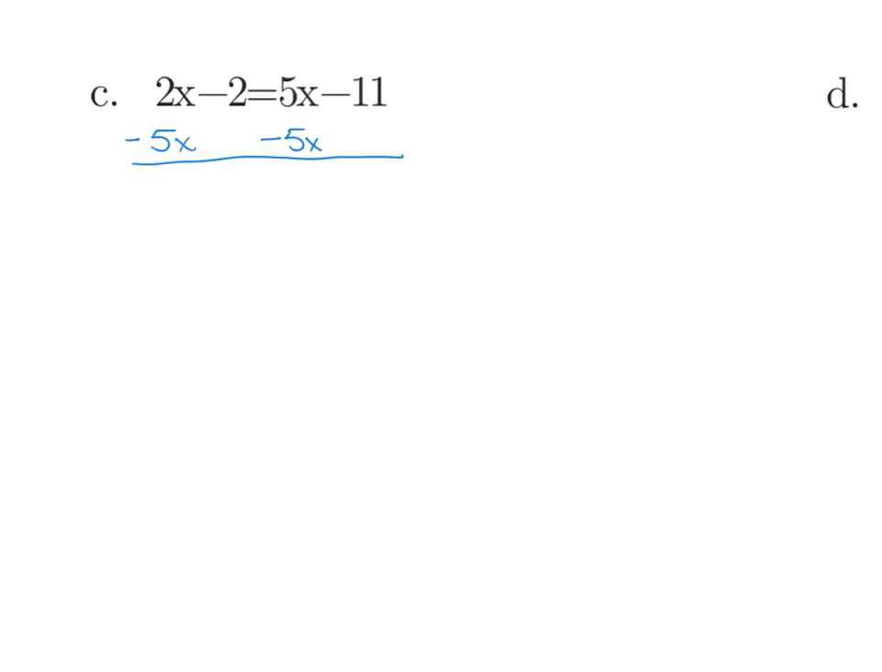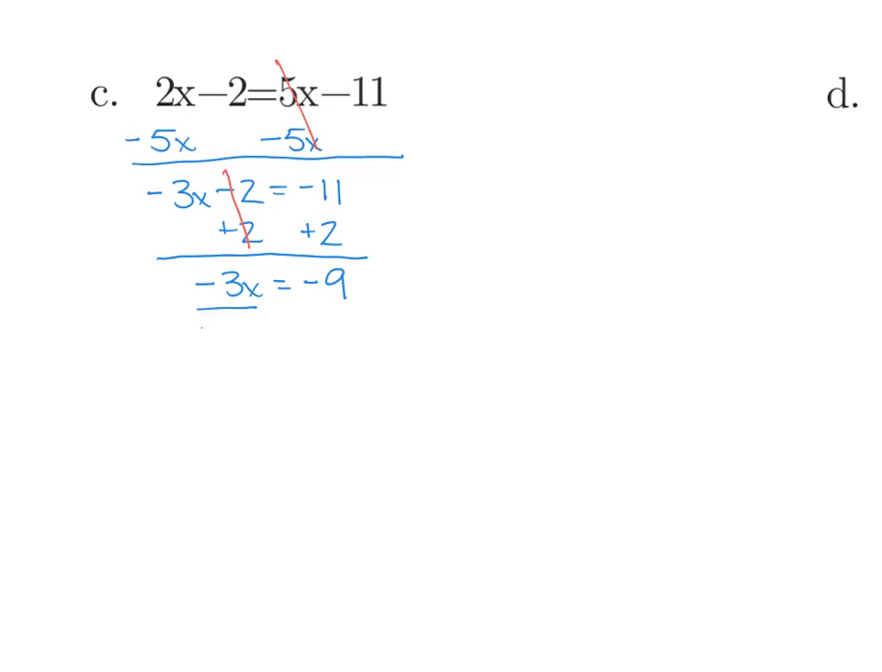If we do this, we end up with 2x minus 5x equals negative 3x. Remember, we're going to subtract, keep the sign of the larger number. If we move all of our variables to the left, I want to move all of my constants to the right. It's important that you have your variables and your constants on opposite sides of the equation. So on the left, we end up with negative 3x. My 2's cancel. Negative 11 plus 2 is negative 9.